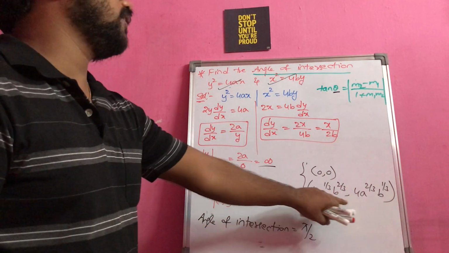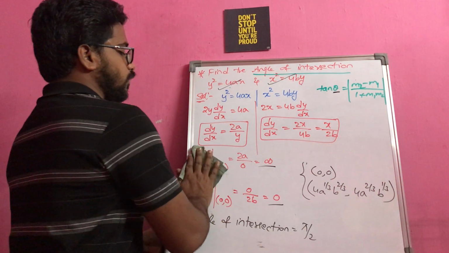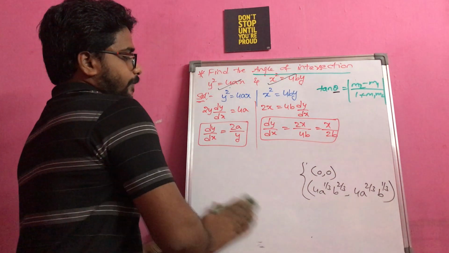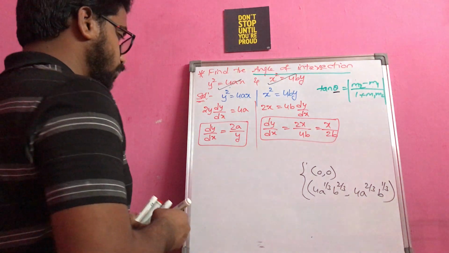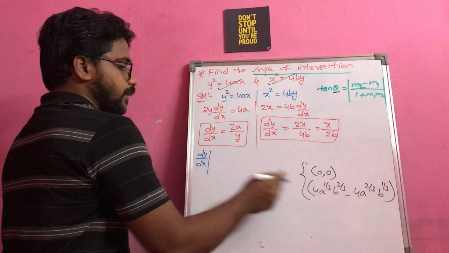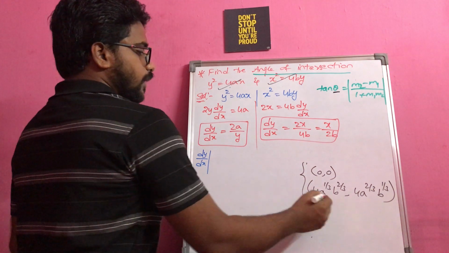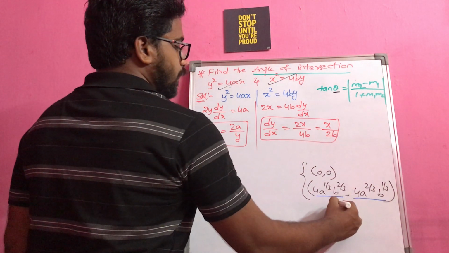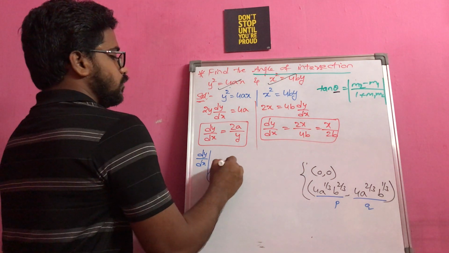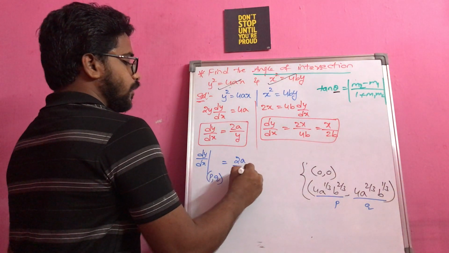Let us try to find at this particular point, and let us see what we are going to get. So now I am going to find the slope 1 dy by dx at this particular point. So just to make my work simple, I will name them as p comma q. So I will take it as p comma q. So that means it will become 2a by q.